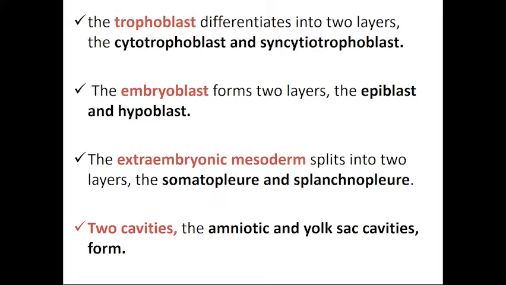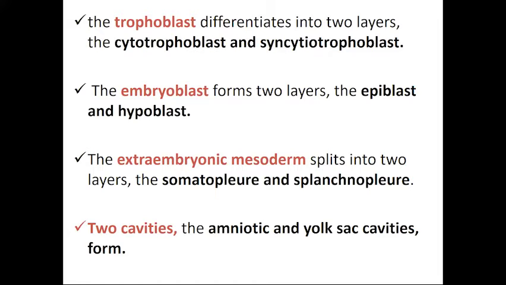Then the embryoblast, that is the inner cell mass, is going to again further divide into the epiblast and the hypoblast. Epiblast is the upper layer and hypoblast is the lower layer. Then the extraembryonic mesoderm was developing on the inner side of the cytotrophoblast. That lining of mesoderm that developed was called the extraembryonic mesoderm, and this was then dividing into two by the formation of a cavity which we called the extraembryonic coelom.